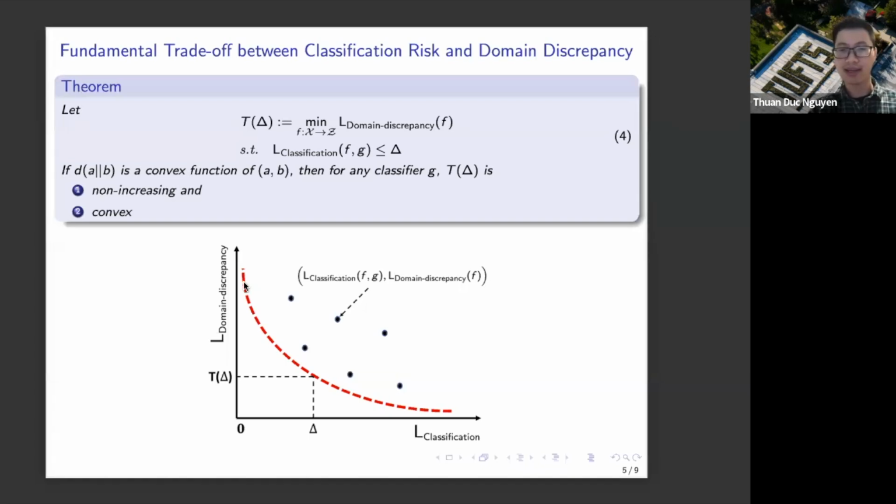For a given mapping f and classifier g, a point here is a pair of the classification risk and the domain discrepancy. We can see that the points stay above the curve of T delta, due to the definition of T delta as the minimum of the domain discrepancy. Therefore, we cannot find a mapping f to achieve the point that perfectly minimizes both the classification risk and the domain discrepancy. Therefore, we say that there is a fundamental trade-off between minimizing the classification risk and the domain discrepancy. We cannot minimize these two terms perfectly at the same time.